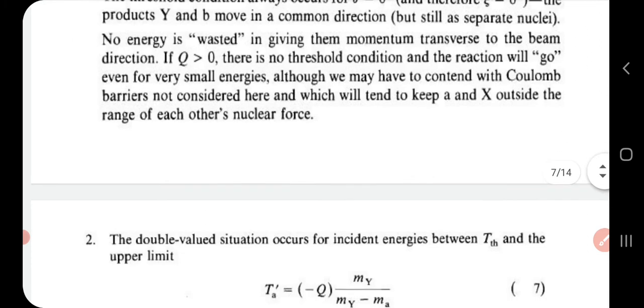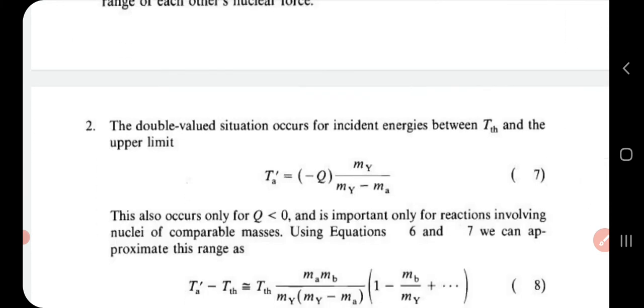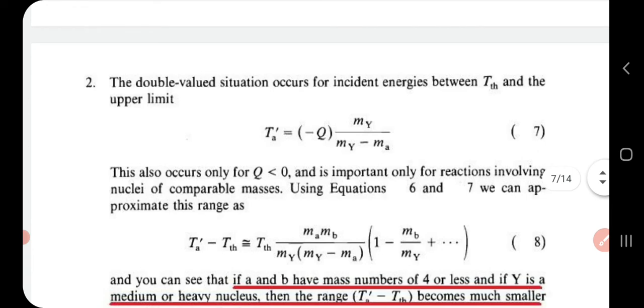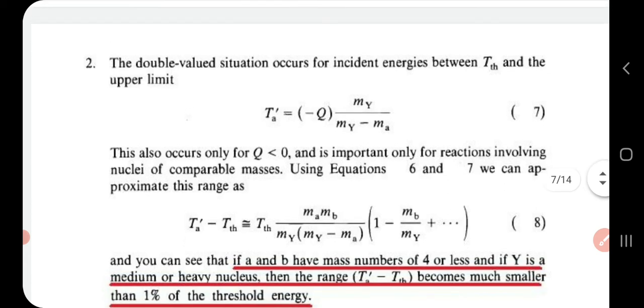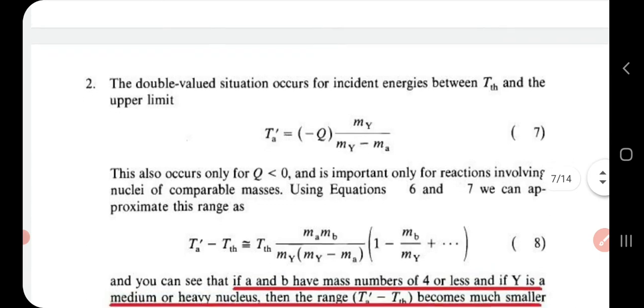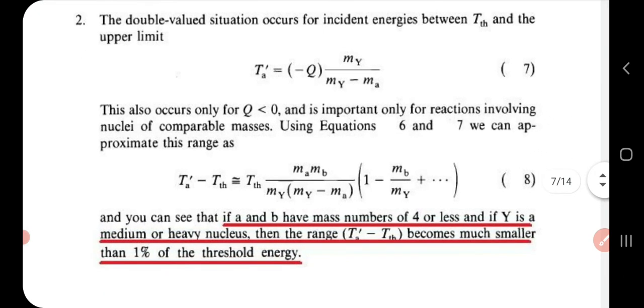Okay, now the second conclusion, as I said, we can see a double sided or double valued region there. Now this double valued situation occurs only for incident energies between threshold energy Th and the upper limit given by Ta dash, that is equation 7. Now this also occurs only for Q less than 0, and that becomes important only for those reactions involving nuclei of comparable mass. So using equation 6 and 7 we can approximate this range, as you have to subtract this Ta dash from the threshold energy Th. So you will get an expression like 8.